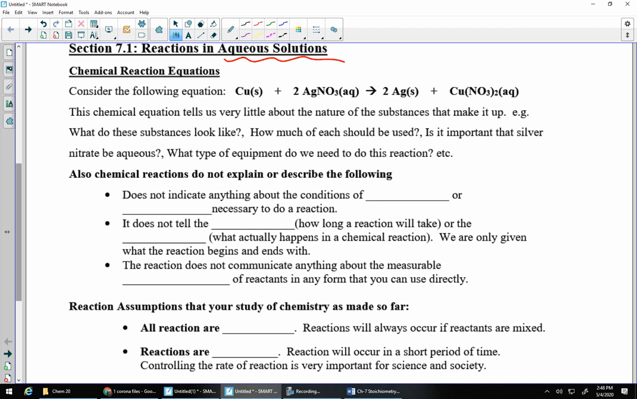So our chemical reactions, they tell us a lot of information. So let's look at this one. I got solid copper reacting with 2 silver nitrates that are aqueous, so in solution. It's going to create 2 solid silvers and aqueous copper 2 nitrate in this case. That tells us a bunch of information, right? But not actually that much information. So what do these substances look like? How much of each substance should be used?